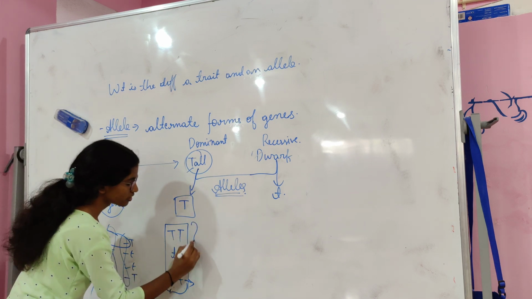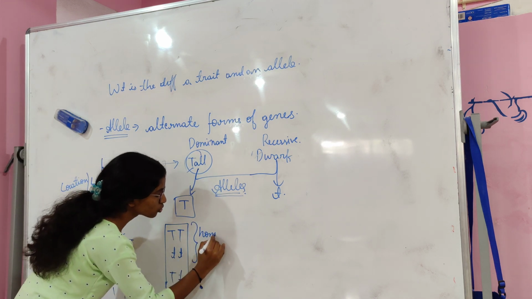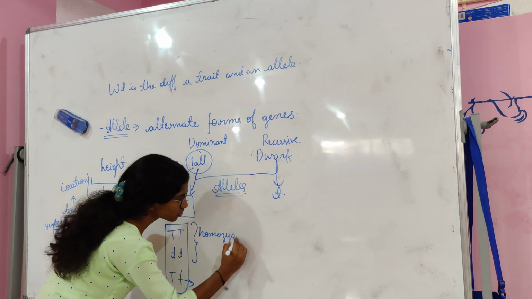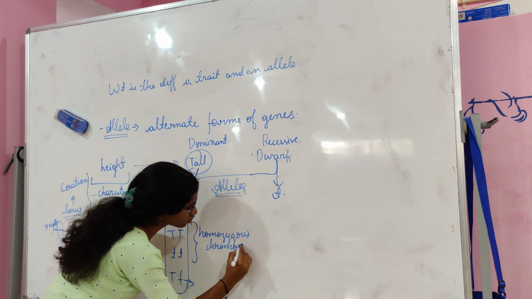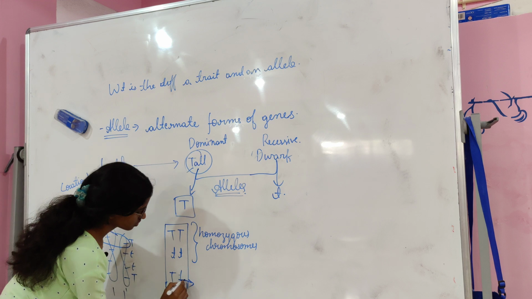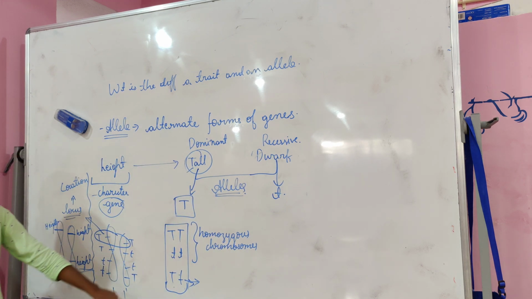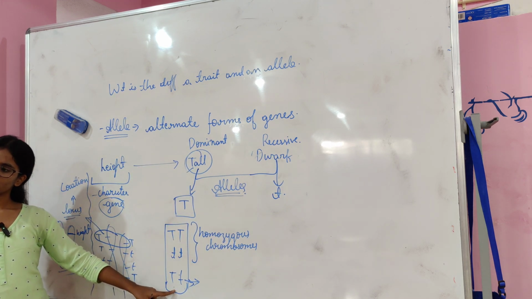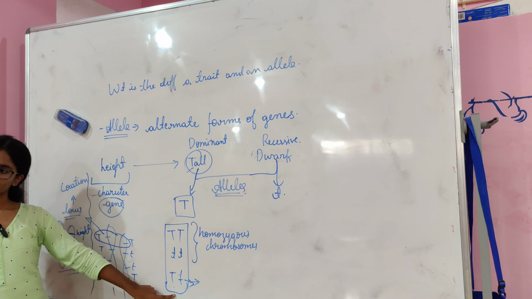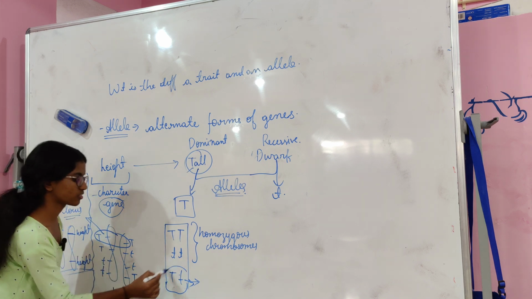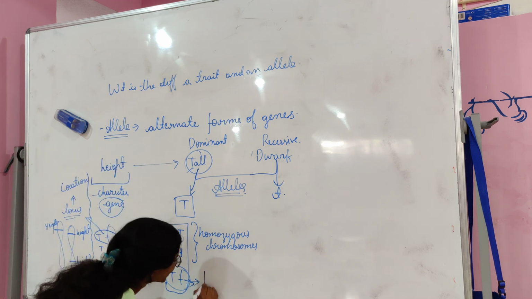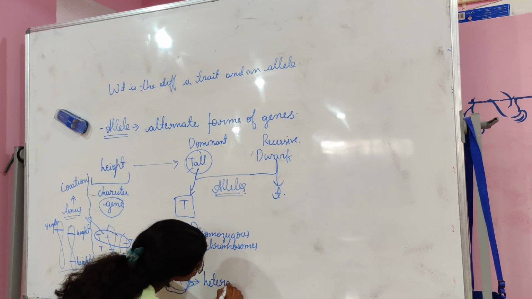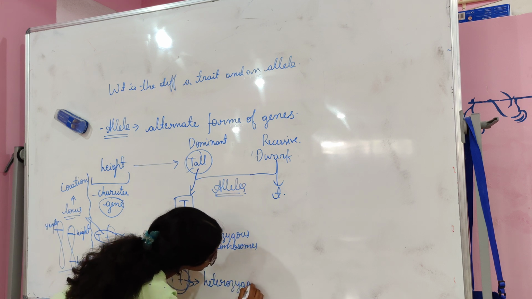So here, these are homozygous chromosomes. Why are they called homozygous chromosomes? And what is this? Homozygous chromosome. Heterozygous chromosome.